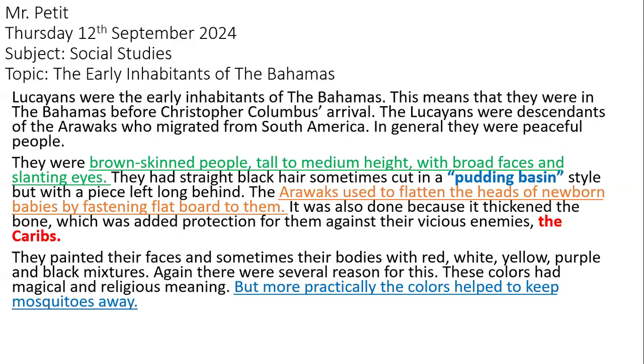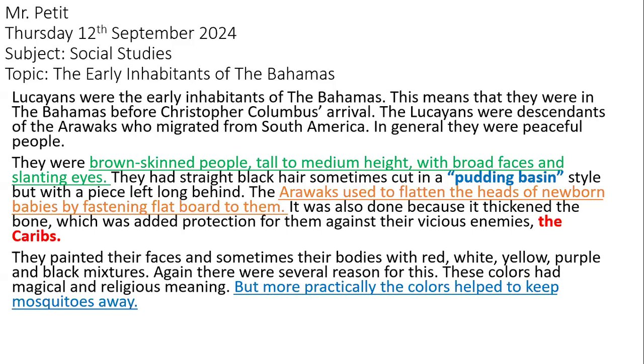Malik Rule, what was the purpose of the colors? To drive away mosquitoes. Are you writing this down, Malik? Yes, sir. That's good. And Zion Davis, where's Zion? What were the colors of the Lucayans? What was their color? Brown skin. Brown skin.